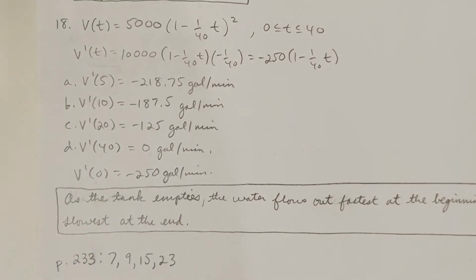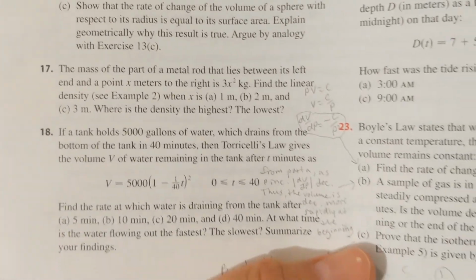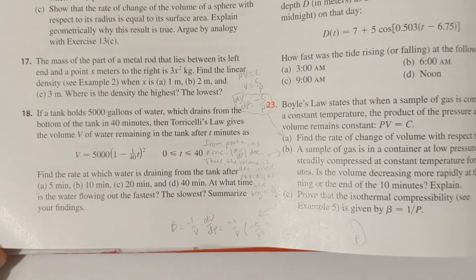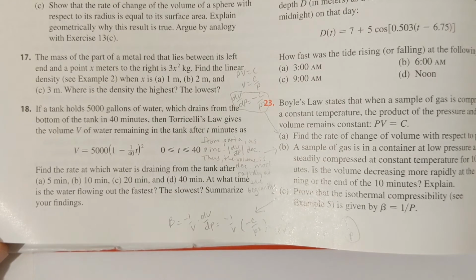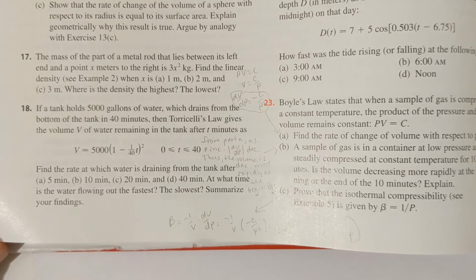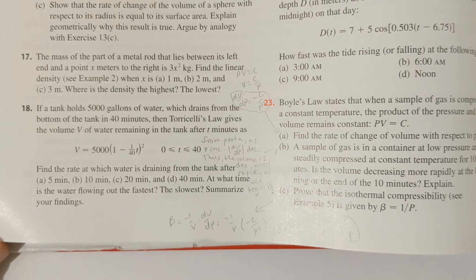Okay, problem 18 was just another one that I wanted us to look at, and then I think we'll move on here. So problem 18, it says that if a tank holds 5,000 gallons of water, which drains from the bottom of the tank in 40 minutes, then Torricelli's law gives the volume V of the water remaining in the tank after t minutes as that function that you see there. V is a function of time t. T is ranging from 0 to 40.